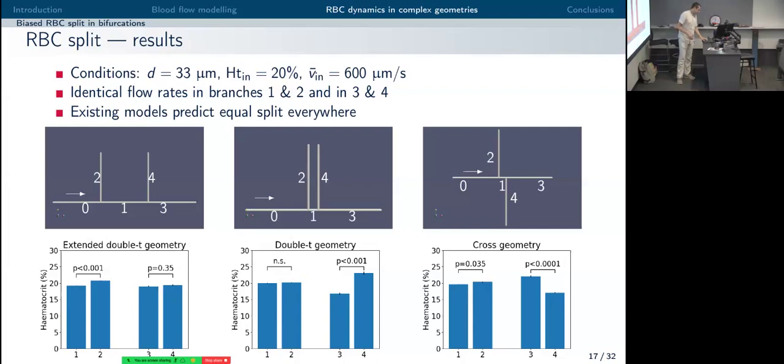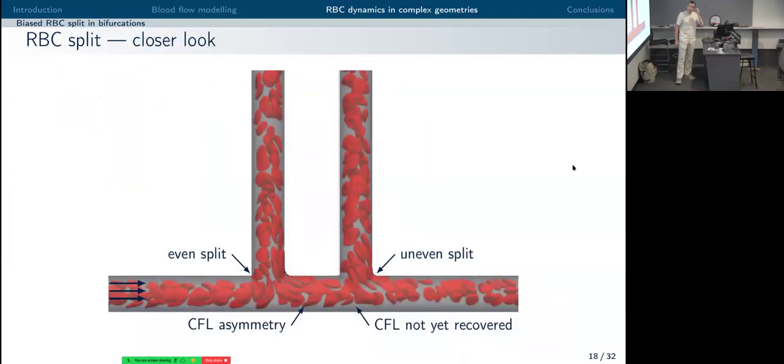And if you think about it, that is actually not a big surprise, because this is now how the red blood cells look inside. At the first bifurcation, we have an even split, but you can see that in the segment between the bifurcations, there's basically no cellular layer anymore at the top boundary, and there's a much higher one at the bottom boundary.